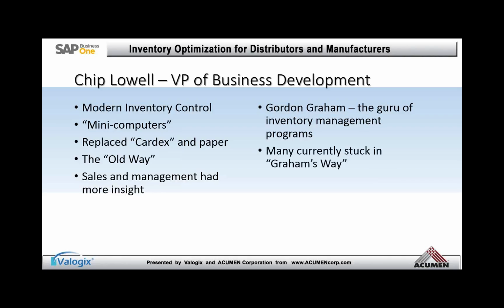I come to Acumen as a prior client. I headed up sales, customer care, and IT systems at a high-end PC manufacturer. Well, we were stuck in Graham's way ourselves. Then we met the consultants here at Acumen, who showed us true advanced inventory planning with SAP Business One and Velogix. And boy, did my sales folks become happier.